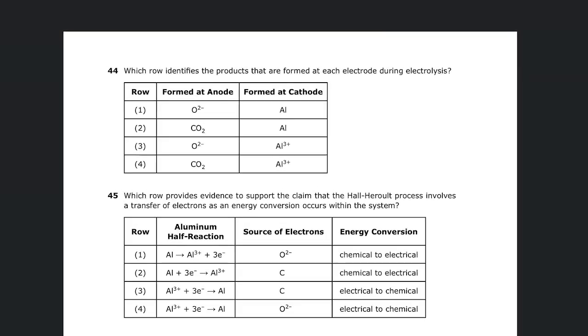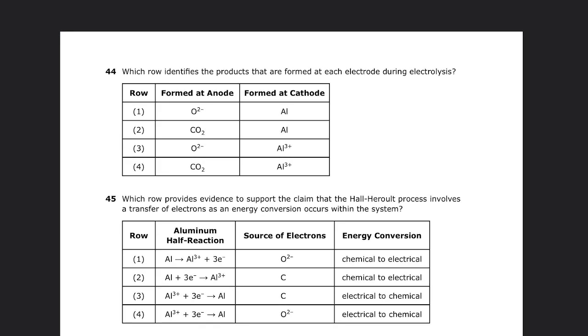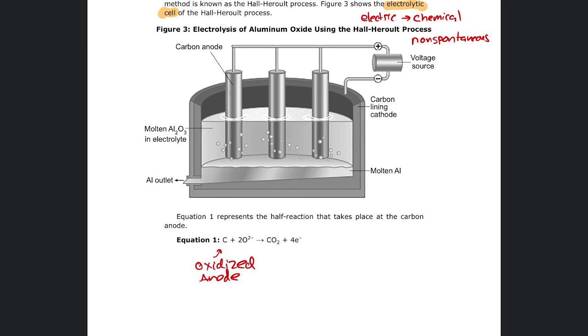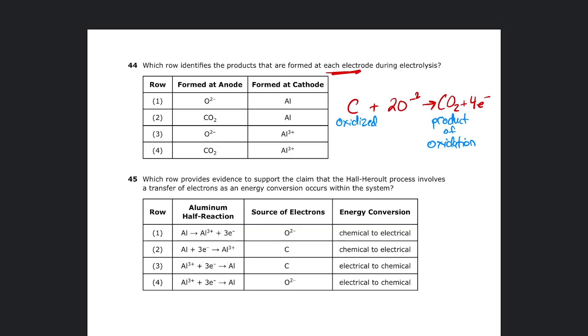So moving along. Which row identifies the products that are formed at each electrode, being anode and cathode, during electrolysis? When we read the passage, it told us that carbon is formed at the anode, so we know that the anode is the site of oxidation. If we want to think about the product that's going to be formed at the anode, we want to look at this half reaction. So at the anode, we're oxidizing carbon to form carbon dioxide and 4 electrons. So the product that's formed at the anode, the product of the oxidation, is going to be CO2.